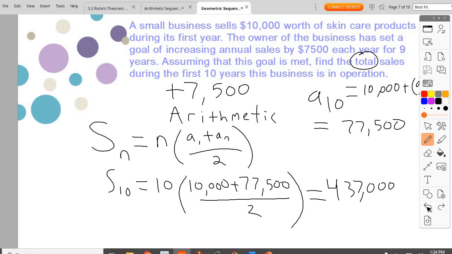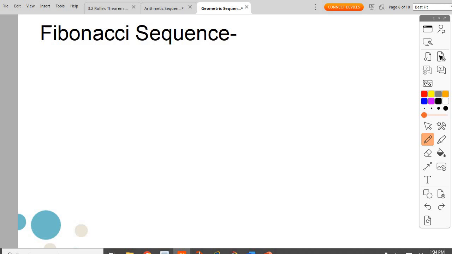Alright, we're going to look at one last one. And this is a fun one. This is called our Fibonacci sequence. It was an Italian guy, so that's why it's a fun name.